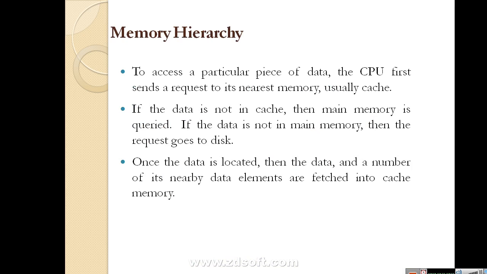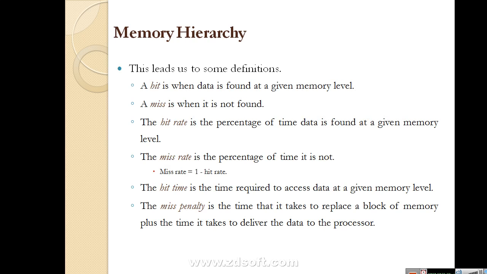Memory hierarchy. To access a particular piece of data, the CPU first sends a request to its nearest memory, usually cache. If the data is not in cache, then memory is queried. If the data is not in the main memory, then the request goes to the disk. Once the data is found, then the data and a number of its nearby data elements are fetched into cache memory.